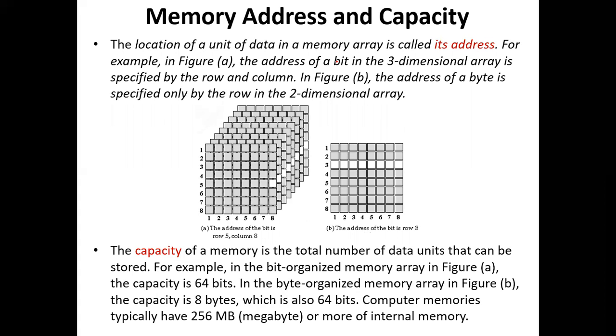Depending on the number of cells and the number of rows and columns, we can define the memory capacity. The location of a unit of data in a memory array is called its address. For example, the address of a bit in the two-dimensional array is specified by the row and column. The address of a byte is specified by only a row in the two-dimensional array. So this is the concept of memory address. The capacity of the memory is the total number of data units that can be stored. For example, in the bit organized memory array, the first one is 64-bit capacity, the second one is 8 bytes, the third one will be 64-bit.